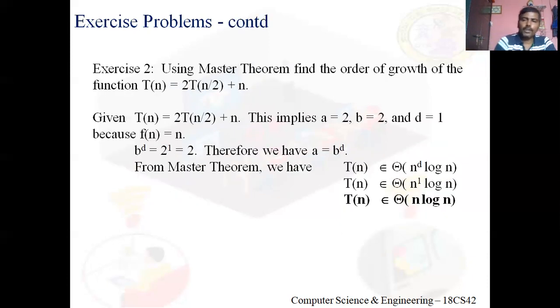Here, T of n belongs to big theta of n power d log n. D is 1, so T of n belongs to big theta of n power 1 log n. That is nothing but T of n belongs to big theta of n log n. So, clear? I think everyone is clear with this second problem. Now let me have a look at one more exercise problem.